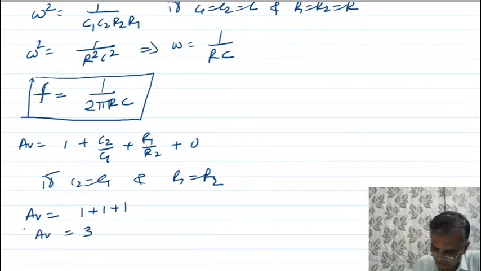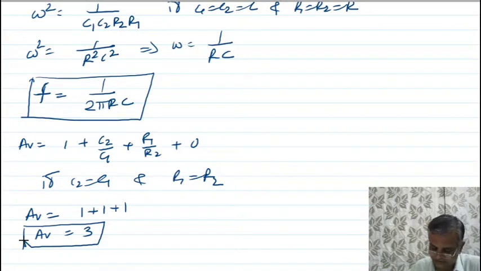Most important, minimum gain of the Wien bridge oscillator should be 3 to get the sustained oscillation. To get the sustained oscillation in a Wien bridge, the condition for the gain of the amplifier should be at least 3 or more than 3.